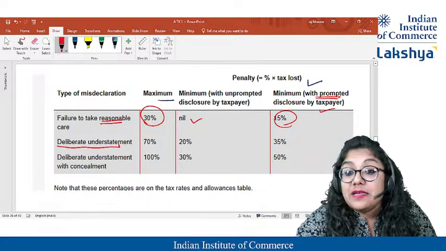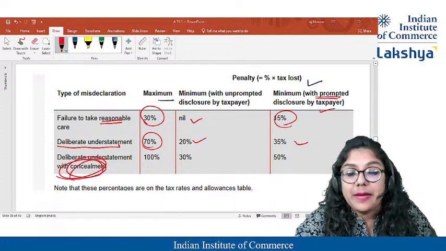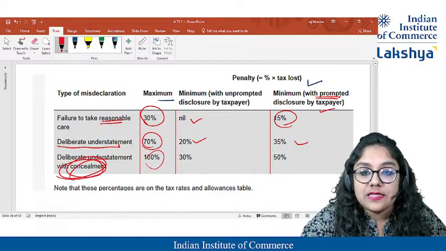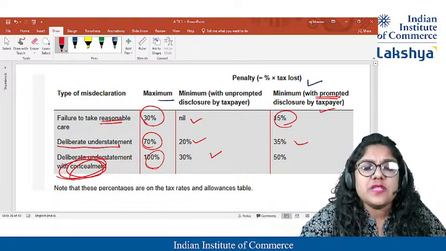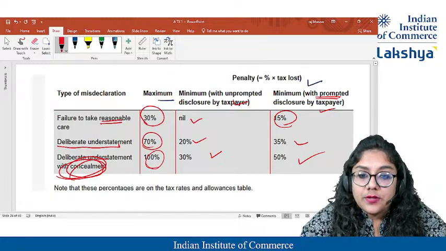Deliberately, if I made an understatement: 70, 20 and 35. Deliberately understated with concealment, meaning my intention was already bad to conceal, so 100%, 30% with unprompted disclosure and 50% with prompted disclosure. Okay.